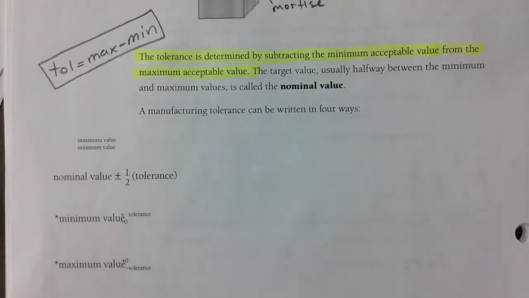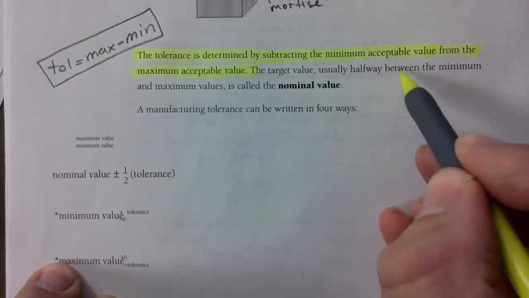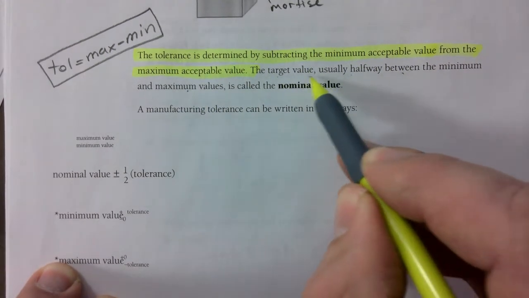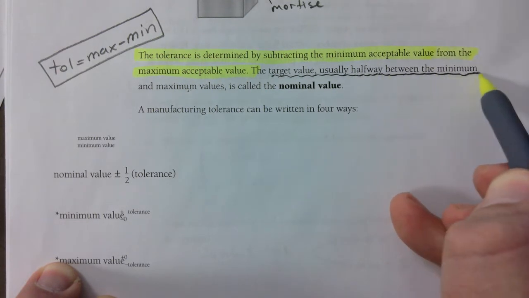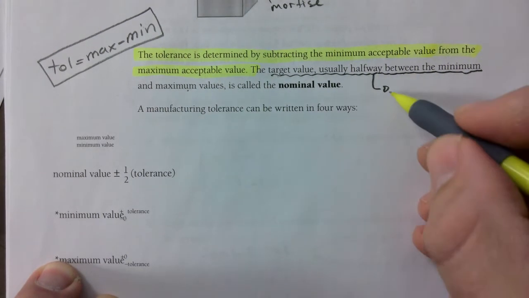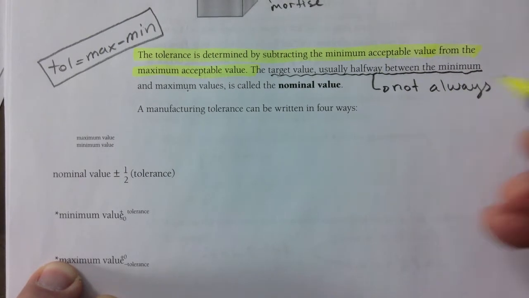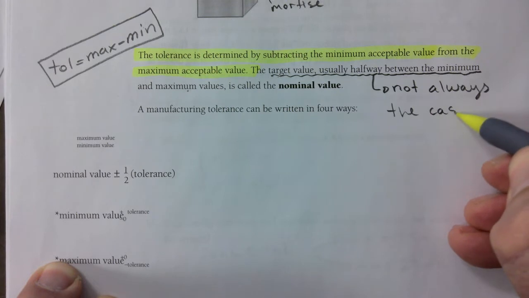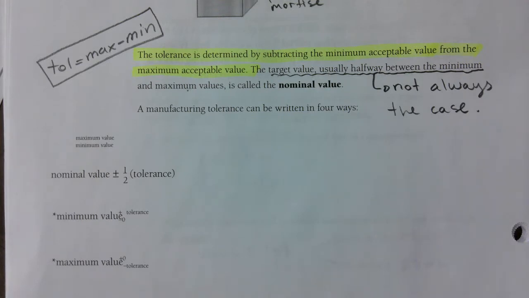This is controversial right here. The province doesn't agree with this. The target value is usually halfway between minimum and maximum. This is not always the case. That is controversial, I kind of want to scratch that, but sometimes we're going to assume that that is the case if we don't know better. Okay.